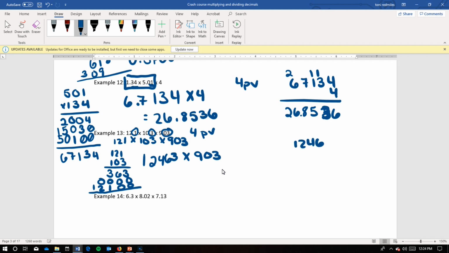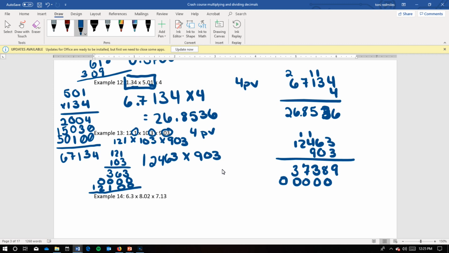This one's going to be long. 3 times 3 is 9. 3 times 6 is 18. 3 times 4 is 12 plus 1 is 13. Carry the 1. 2 times 3 is 6 plus 1 is 7. 3 times 1 is 3. Get yourself lined up underneath the 0. And 0 times everything is just going to be 0. So it's going to be 0, 0, 0, 0, and 0.